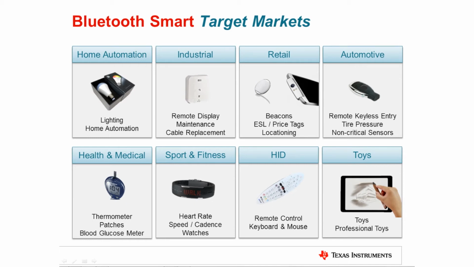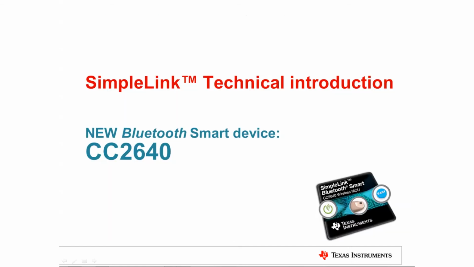Very common use cases are activity monitors, proximity detection, or any kind of remote display and control application, as shown in these market segments. In many applications, Bluetooth Smart is enhancing the user experience by enabling wireless operation and data transfer. In addition to the defined profiles from the SIG, every developer can make their own custom profiles with Bluetooth Smart. This next section introduces the new SimpleLink Wireless Microcontroller Solution, CC2640.